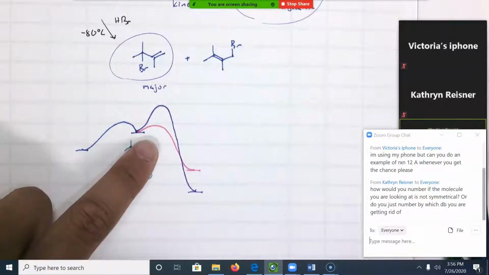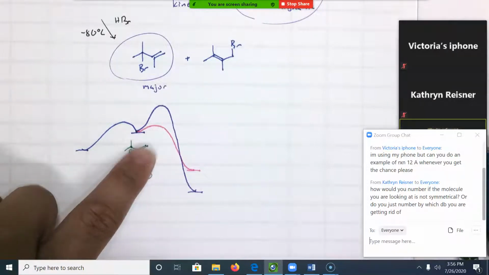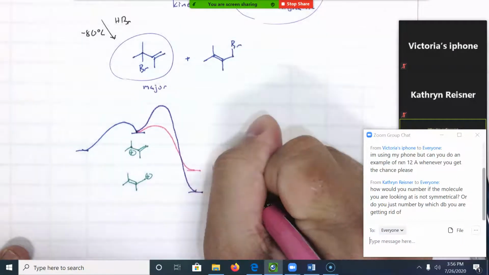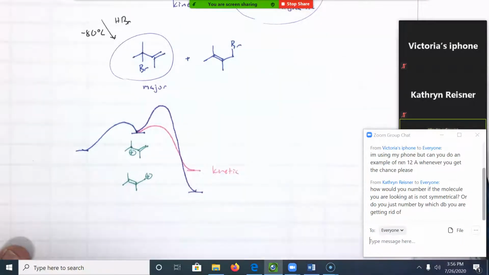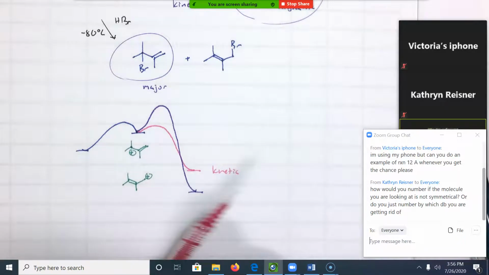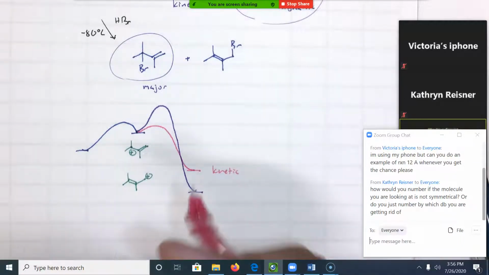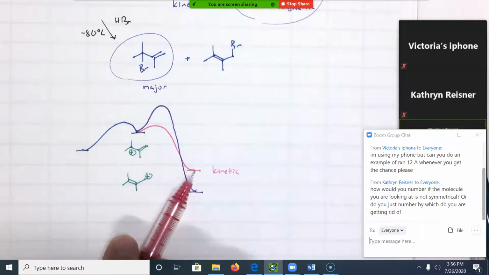Yeah, because it has a lower activation energy. So the pink line is the kinetic. It's the one that's definitely made faster. But it's not favorable in the sense that it's not lower in energy. So think about this. You run the reaction and you get a lot of the molecules at kinetic.